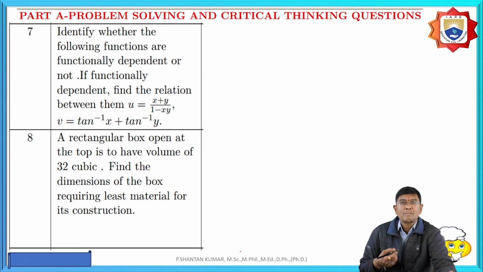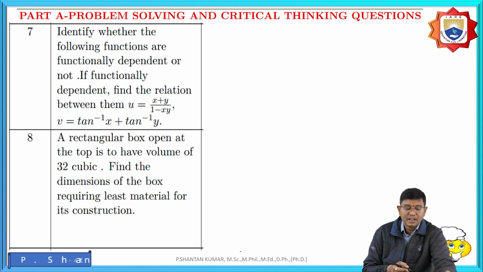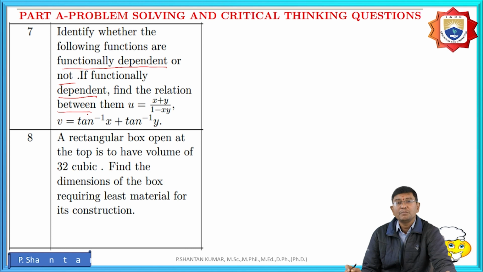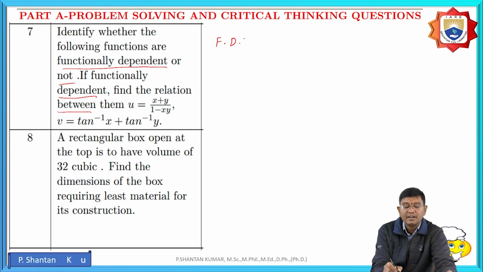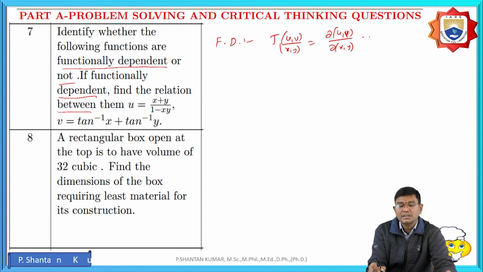Similarly here also, identify whether the functions are functionally dependent or not, and if functionally dependent, then find the relation between them. Functionally dependent means we need to find J of u, v by x, y, that is the partial of (u, v) by the partial of (x, y), and check whether it is 0 or not. If it is 0, you find the solutions with respect to u and also v.